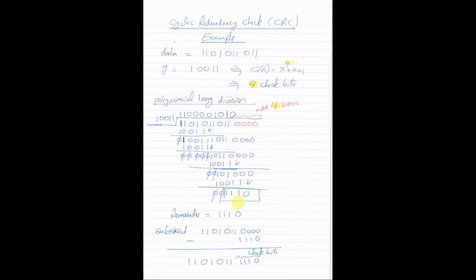If you get less than 4 bits, if you get 3 bits, for instance, it means that we have a 0 to the left so that we make them 4 bits. Now, we divide that 0.